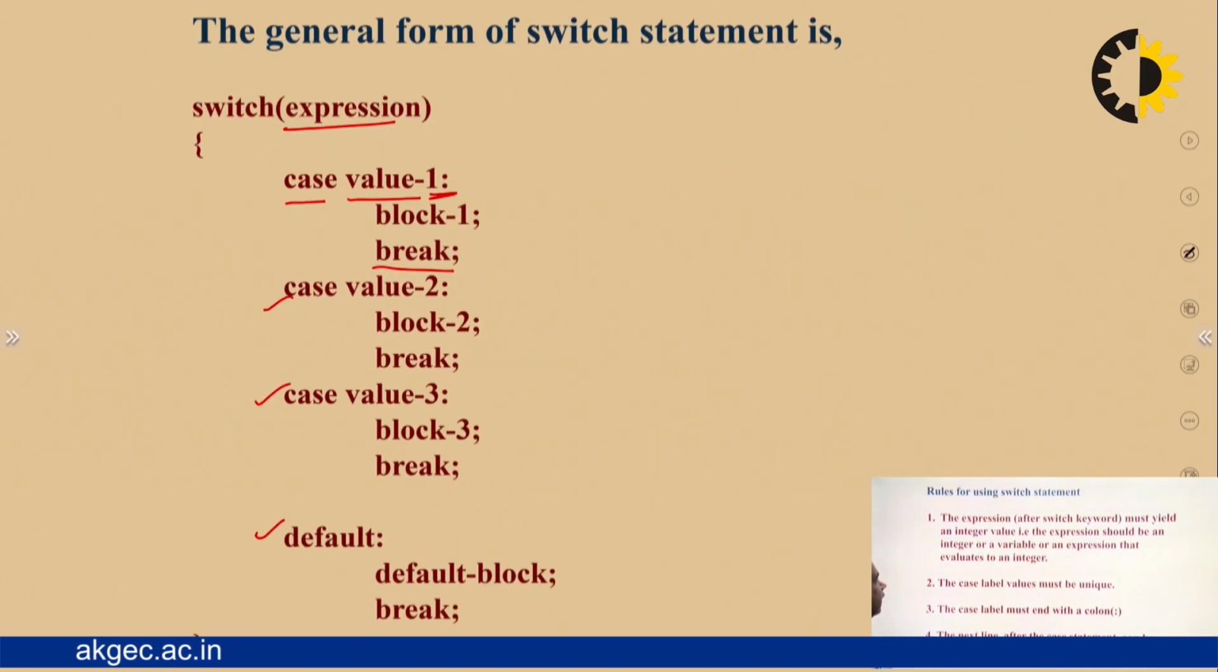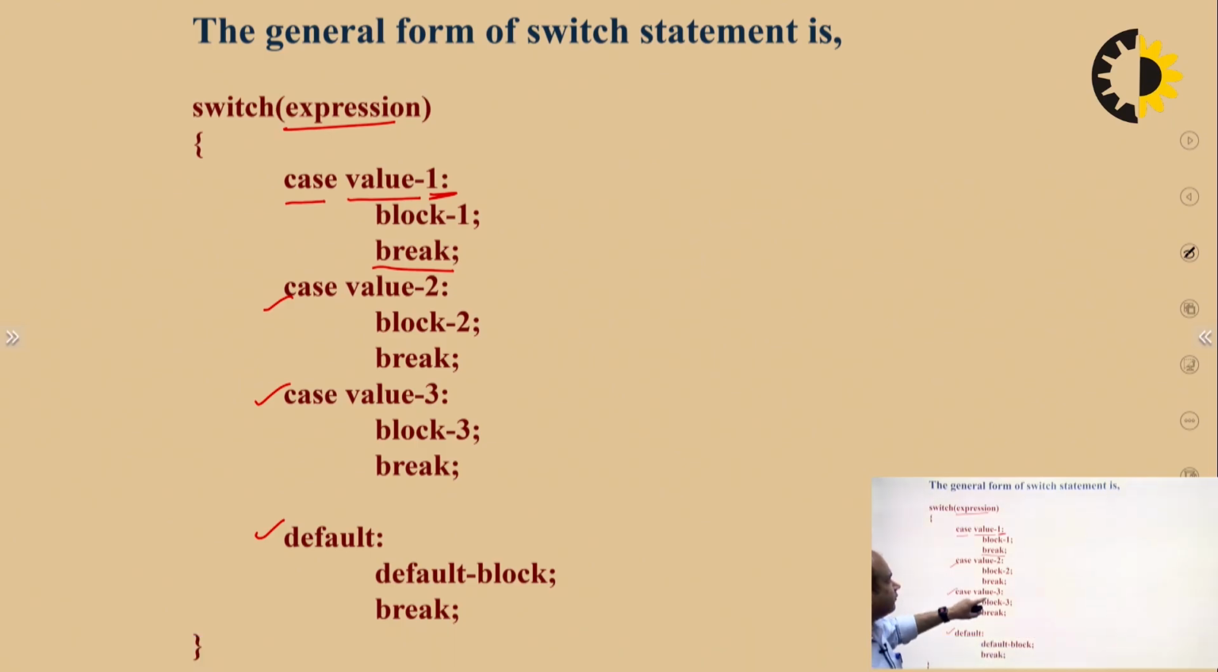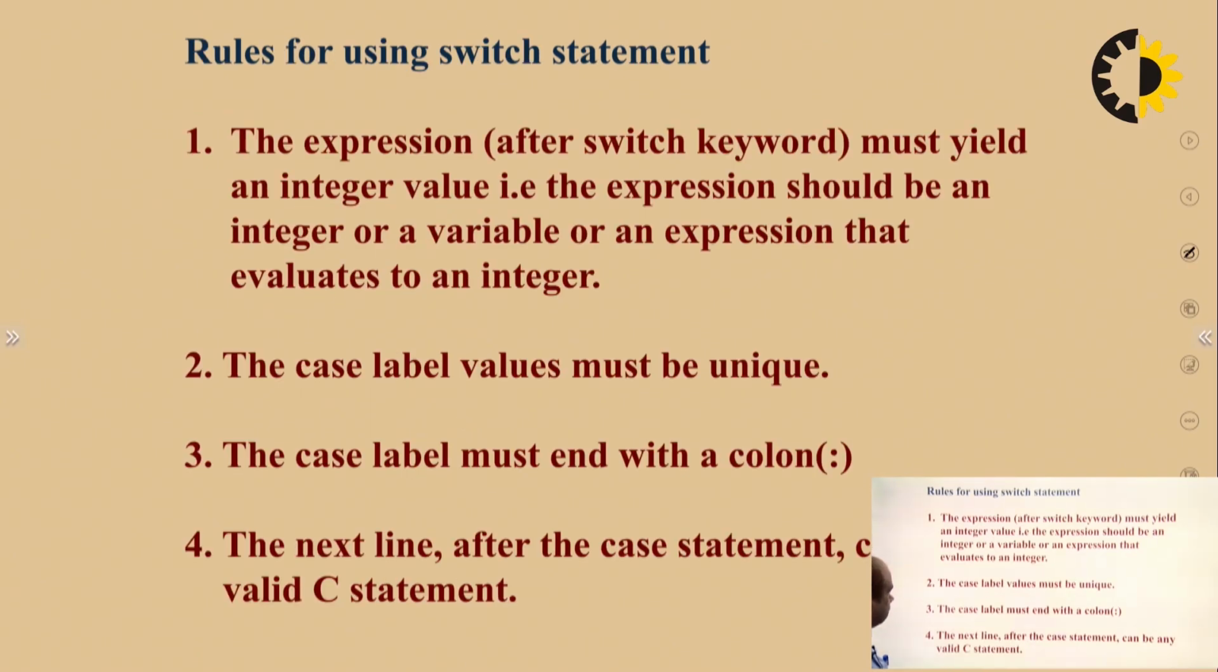The reason being, if I write case 1 here, case 2 here and case 1 again, the value will not be unique, so that will give us a compile time error. Next important thing, the case label must end with a colon. As I already said, we will use a colon after the case statement. Also, the next line after the case statement can be any valid C statement. That can be a printf statement or any expression, or anything can be written here.